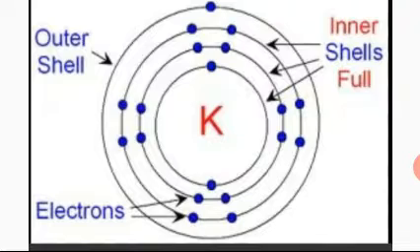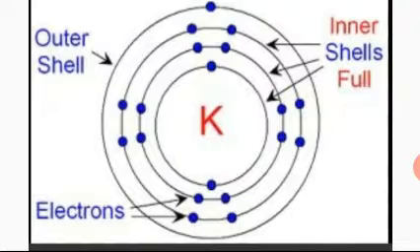K shell has S subshell. L shell has S and P subshells. M shell has S, P, D subshells. N shell has S, P, D, F subshells. The innermost circle in this diagram is the K shell, and it has a maximum capacity of 2 electrons.